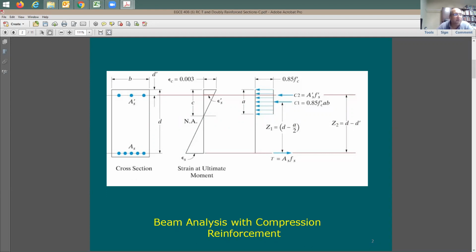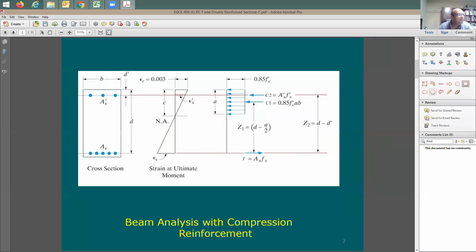Now here are 2 new terms that we are adding. One of them is gonna be As prime. Once you see here the prime, it means something is gonna be in compression. So As prime is gonna be something new that we add to the picture in analysis. Other thing also is gonna be d prime. Look, definition of d prime. d prime is gonna be the distance from the same top compression fibers to the compression rebars. So we have here 2 terms, d and d prime. d to the tension rebars As, d prime to the compression rebars, As prime. This is gonna be the 2 new items that I need to introduce here.